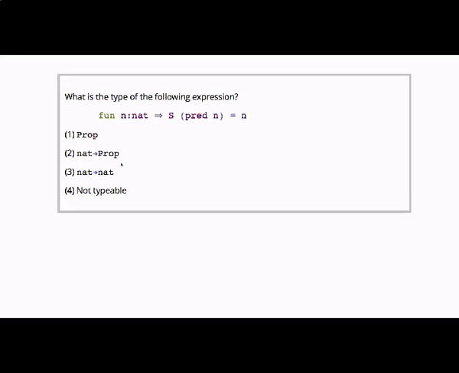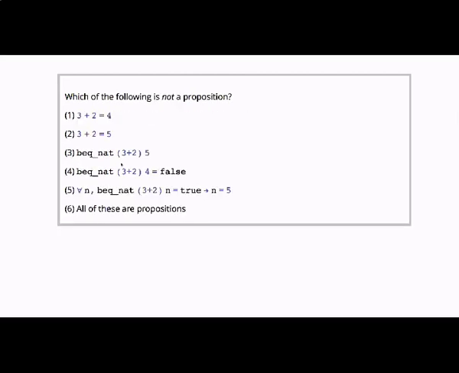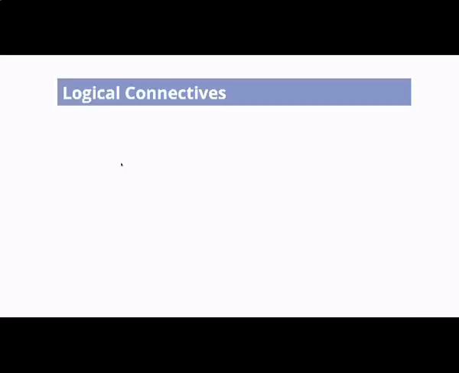And what about this one? Choice 2. This is a nat arrow prop function. Sorry? Process of elimination, yeah. And what about this? Which of these things is not a proposition? Three. 3 is a plain old Boolean. Okay.